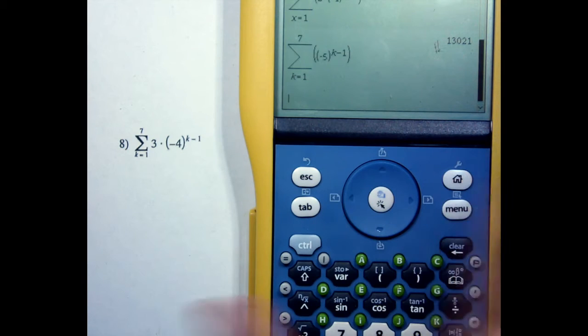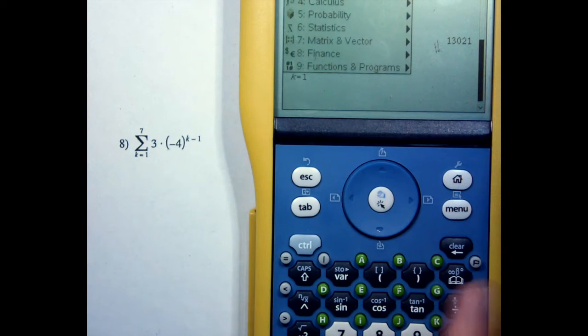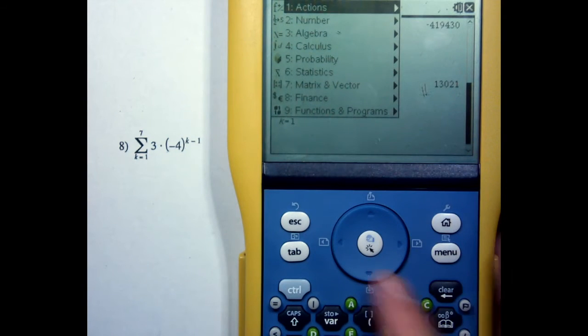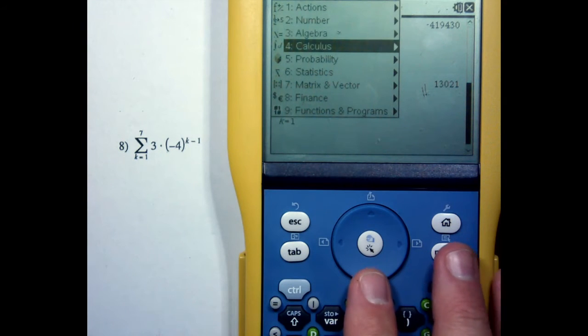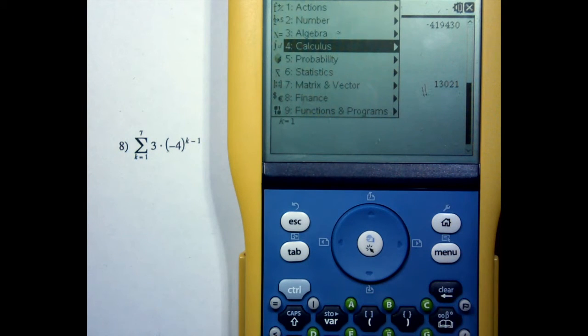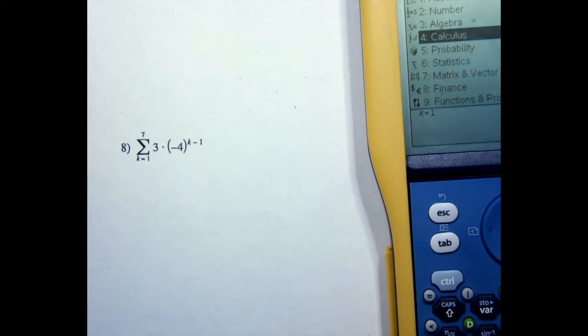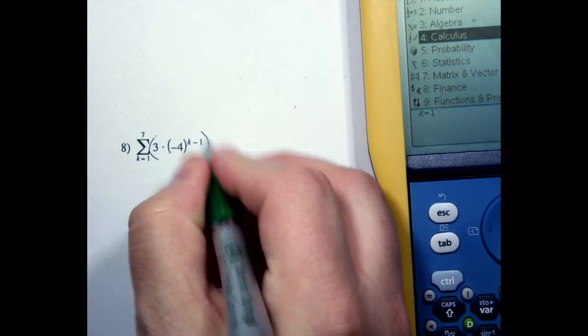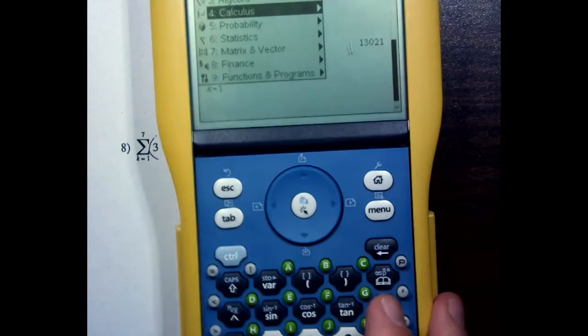Same thing, we're going to hit the menu button. Now, if you're already done, just be quiet, pay attention, and see if you got the same answer. Basically what you're going to do is put it in the calculator so it looks like this. I need it to look like that when I put it in the calculator.